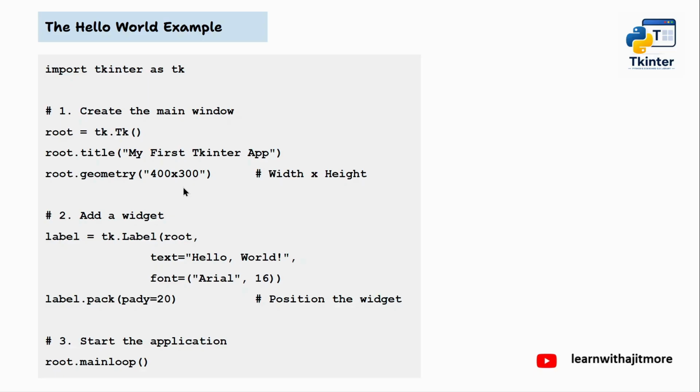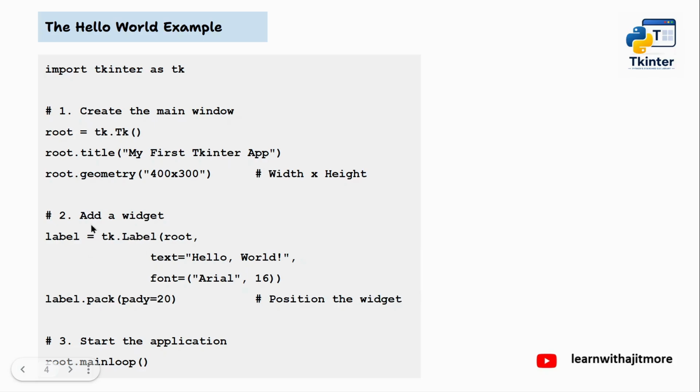Pixel means picture element, the smallest dot on the screen. The pictures are made using the dots, so it is calculated in that way. Okay, so 400 pixels by 300 pixels. Done. The window is created, the title set, the geometry set. Next, you create one widget. At this moment, I'm creating only one widget, that is the label widget.